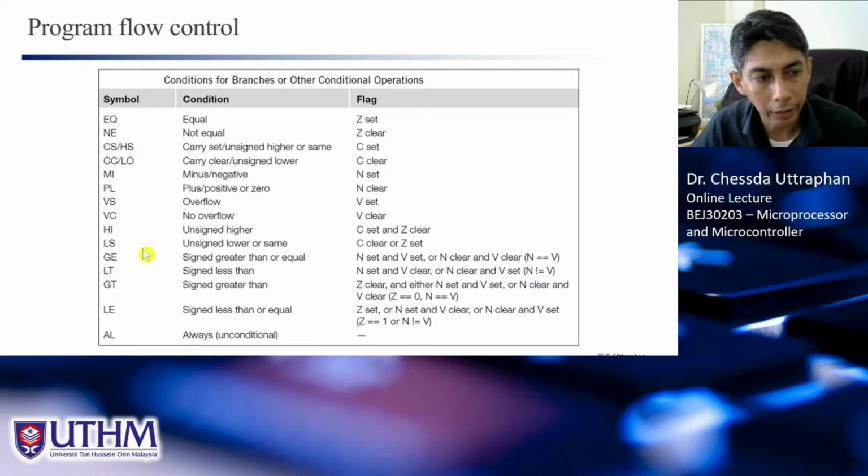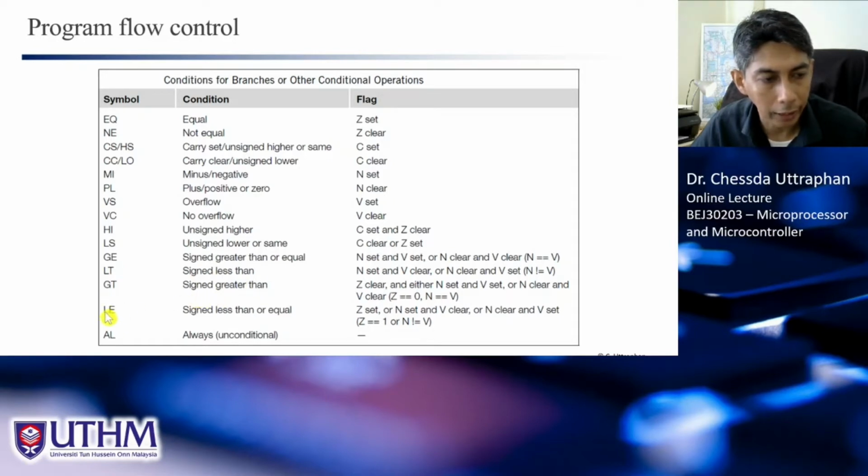Then higher, unsigned higher, BHI. For example, if we compare two unsigned numbers, A and B, we can use BHI to branch if A is higher than B. This is unsigned lower or same, BLS. GE is for signed numbers. For example, for signed numbers we can use BGE, greater than or equal. BLT is less than, BGT is greater than.